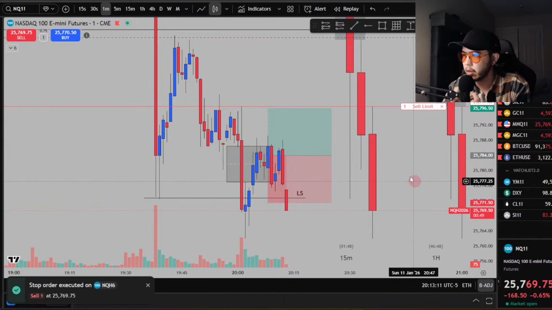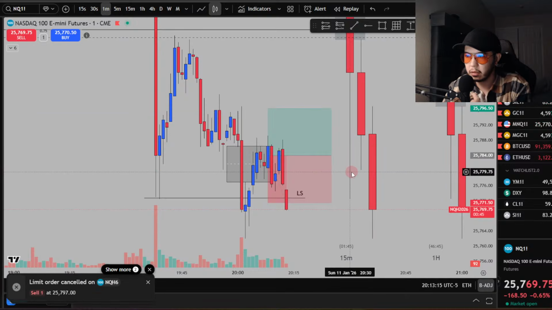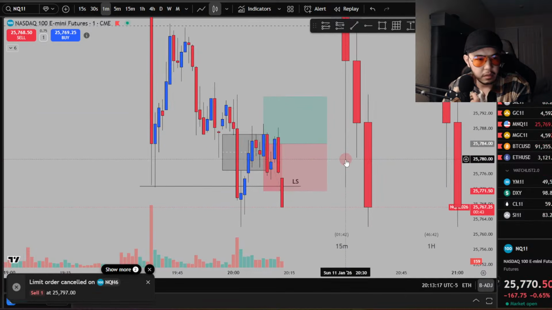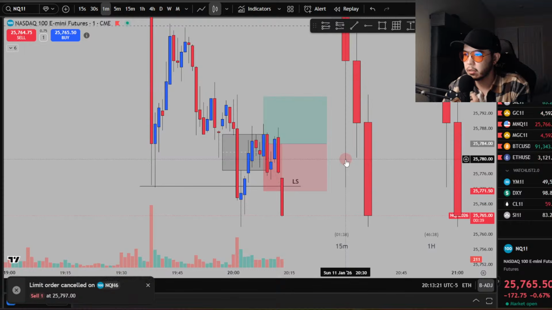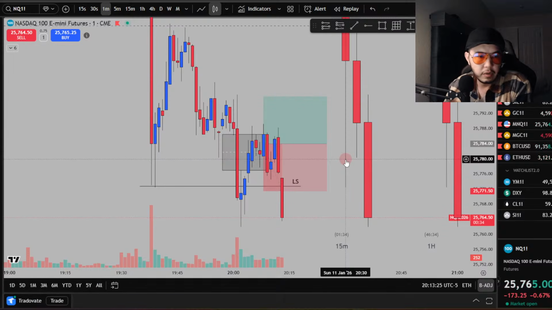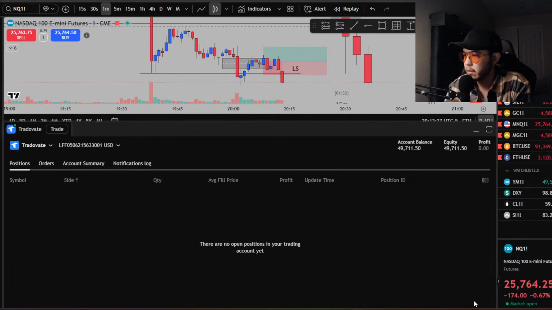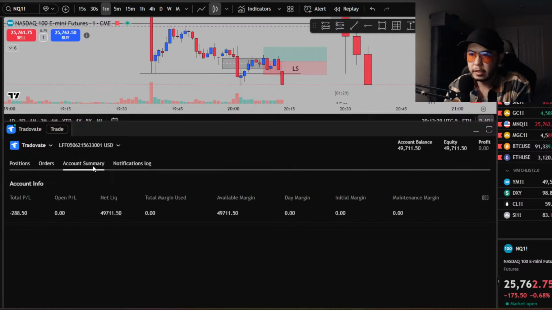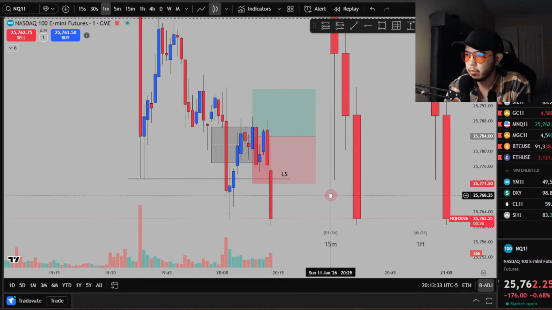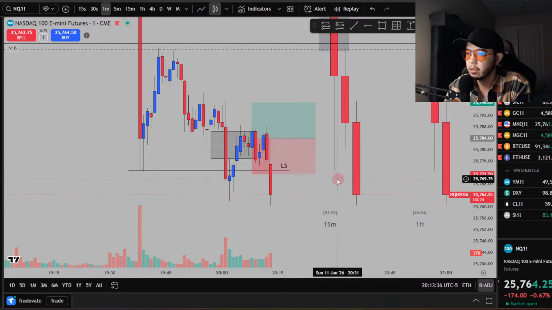Oh, we got stopped out of that trade. So here we go. That trade didn't work out. We were risking about 250, so we lost 250 on that trade.